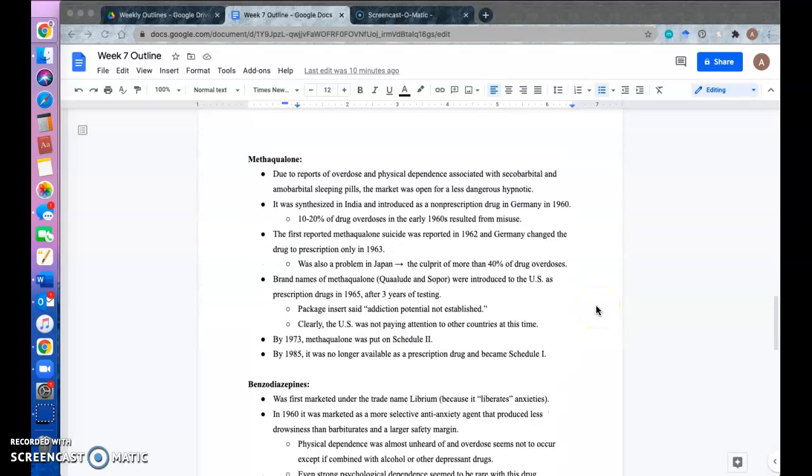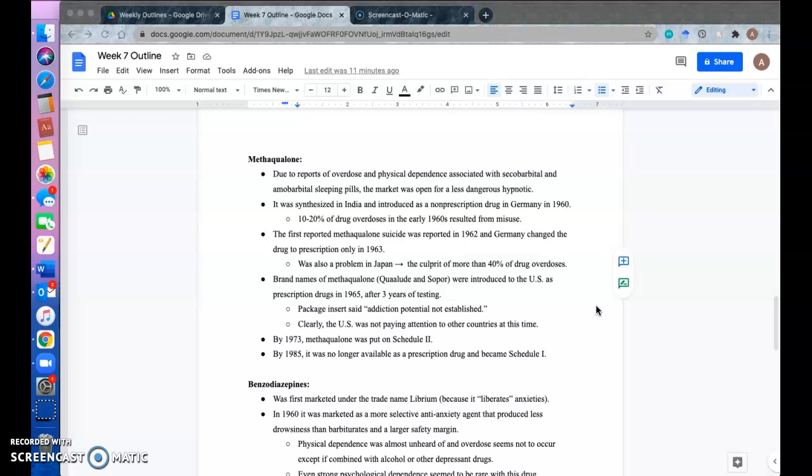Next was methaqualone. Due to reports of overdose and physical dependence associated with secobarbital and amobarbital sleeping pills, the market was open for a less dangerous hypnotic. Methaqualone was synthesized in India and introduced as a non-prescription drug in Germany in 1960.